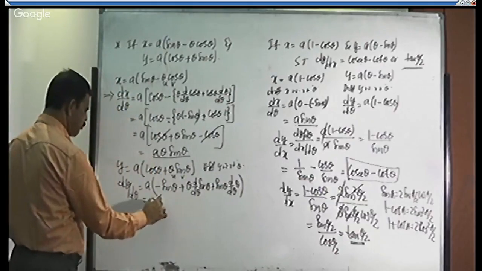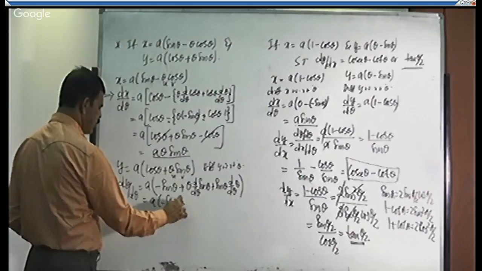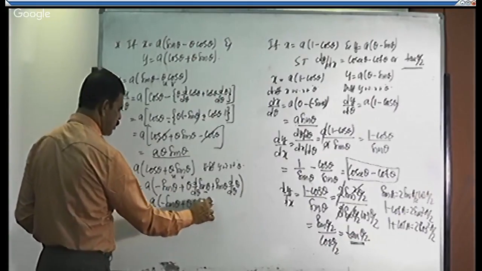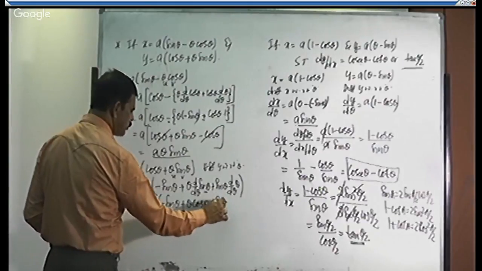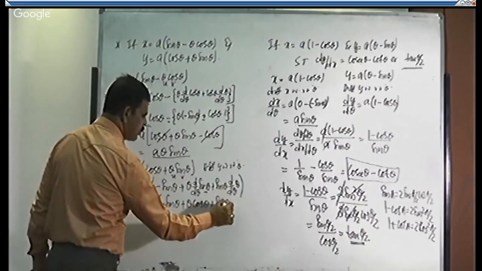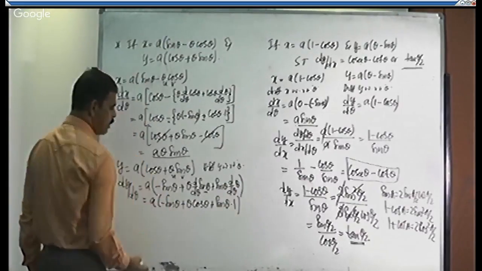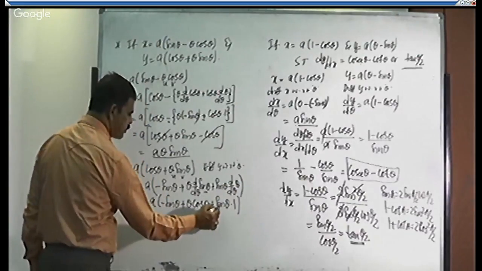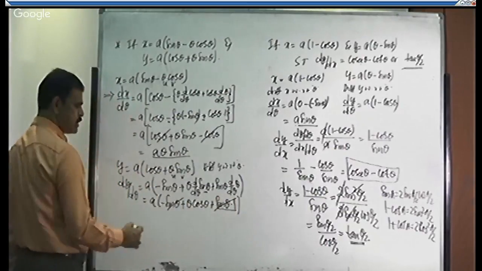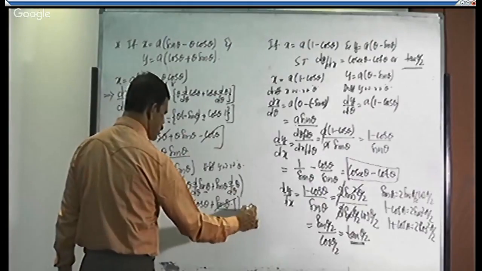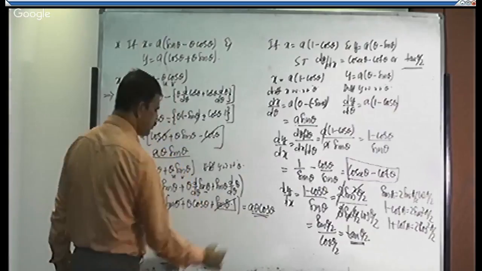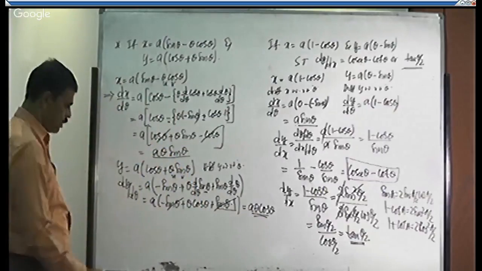A into minus sin theta plus theta into differentiation of sin theta, which is cos theta, plus keep sin theta as it is. Differentiation of theta, it is similar to x, is 1. Observe this: plus sin theta into 1. Sin theta plus sin theta minus sin theta cancel. What is remaining? A into theta into cos theta. Correct? This is dy by d theta.